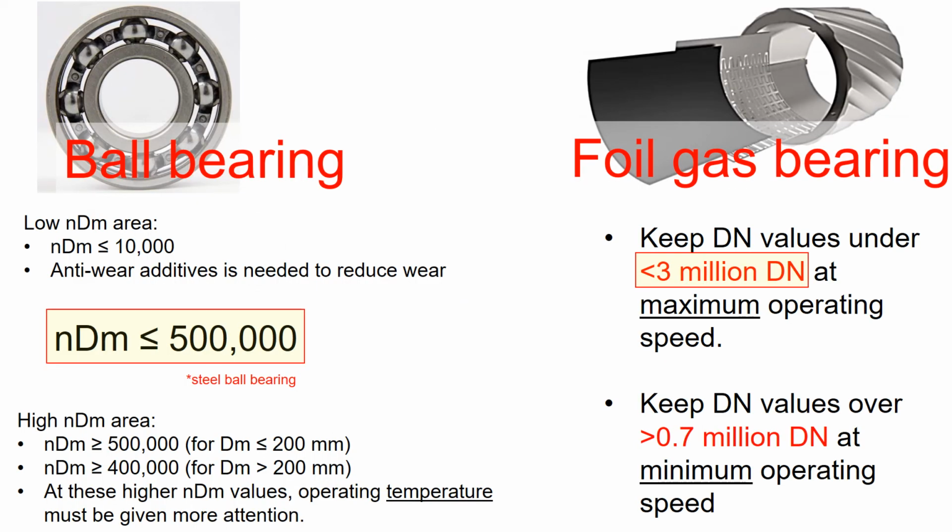And this last slide summarizes what we've discussed today. You probably have noticed that foil gas bearing has higher bearing surface speed limit. This is because for the foil gas bearing, gas is the working fluid, so that it could operate at a higher surface speed. These NDM and DN numbers are guidelines for you to size your bearing better and faster.